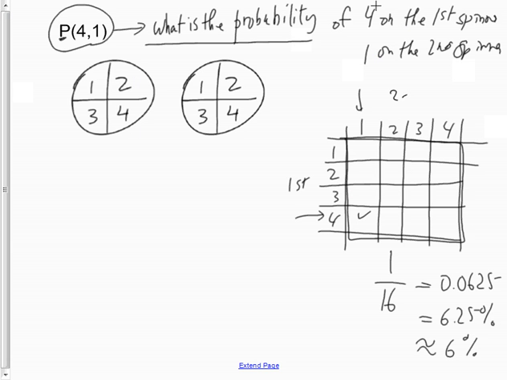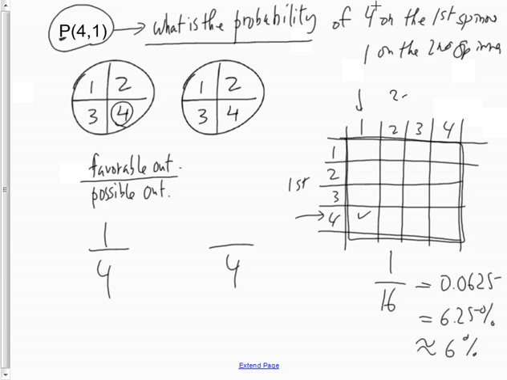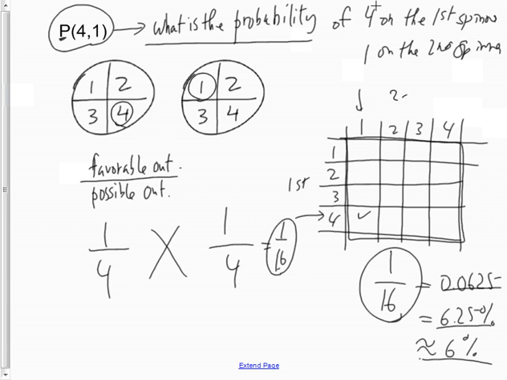In grade 8, you learned that if you took the probability of favorable outcomes divided by possible outcomes, which was also learned in grade 7, you have 4 possible outcomes on that first spinner, one of which is the number 4. On the second spinner, you have, again, 4 possible outcomes, one of which is the number 1. If you were to multiply those two together, you would get 1 chance out of 16, or that is a decimal, that is a percent, that is an approximate percent.